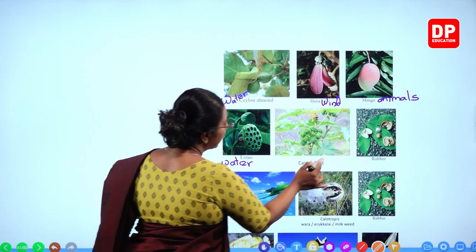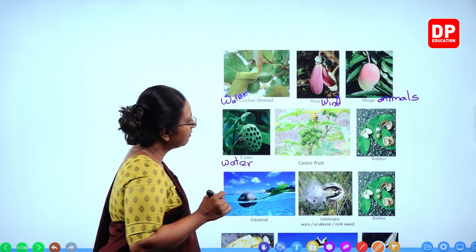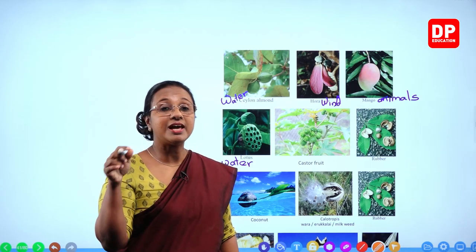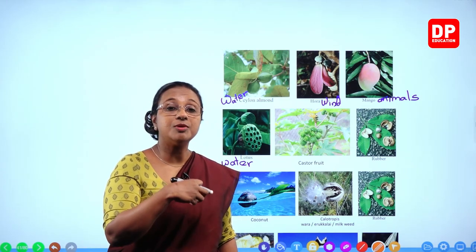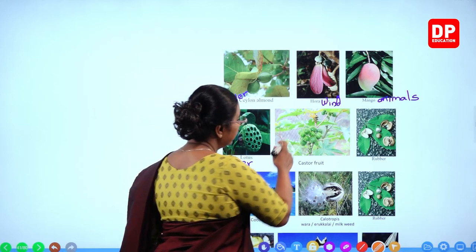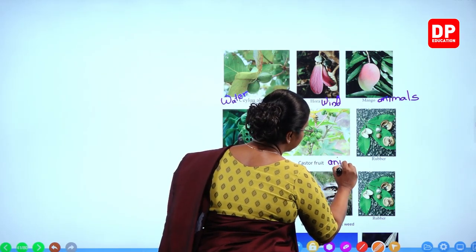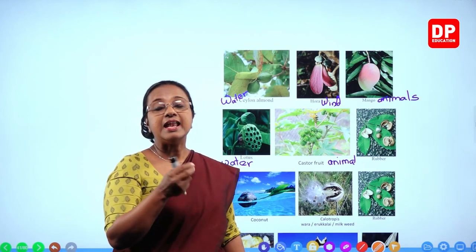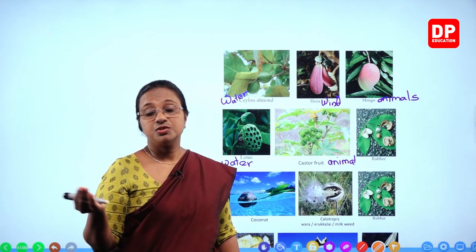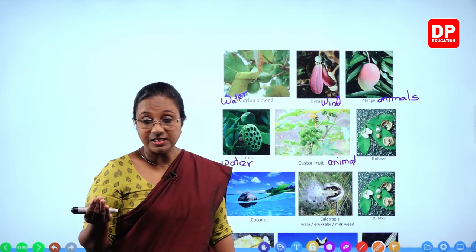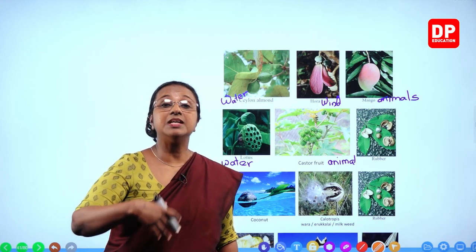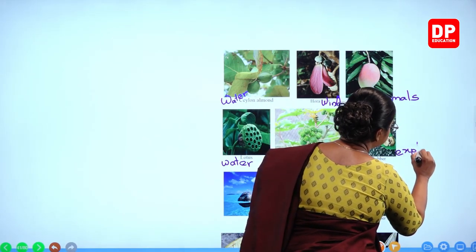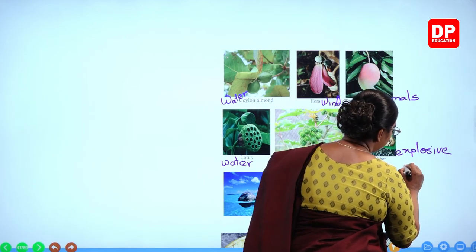This one, lotus. Castor. Now look at the outer covering of the fruit. It has spine-like or hook-like structures that can attach itself to the body of an animal. Then it can easily be dispersed. So this is by animals, castor. You can see the fruits there. Then rubber, you can see it has burst and the seeds are dispersed. So it is either by explosion or wind, because even if it explodes, by the explosive mechanism, it has to be carried with the wind. So here again, explosive mechanism, explosive or wind.